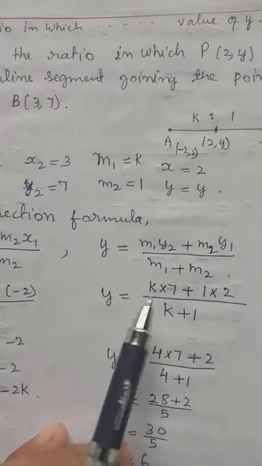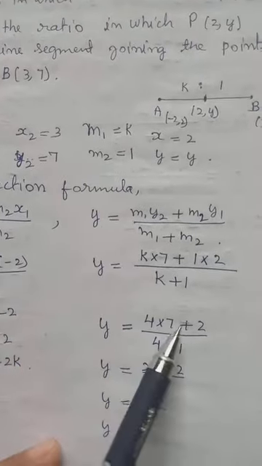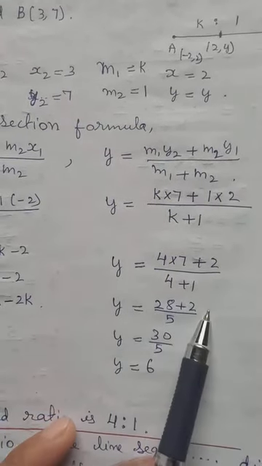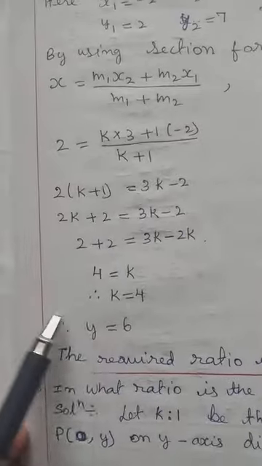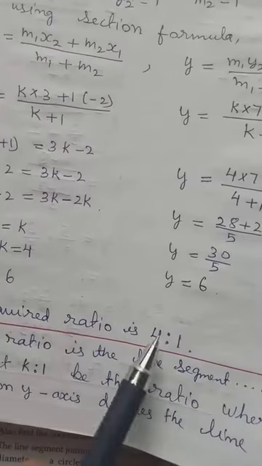We can replace it on the other side. So it will become 4 into 7 plus 2 by 4 plus 1. 4 7s are 28 plus 2, 30, divided by 5 equals 6. So the value of y is 6. And the required ratio, because we have k directly, will remain 4 is to 1.